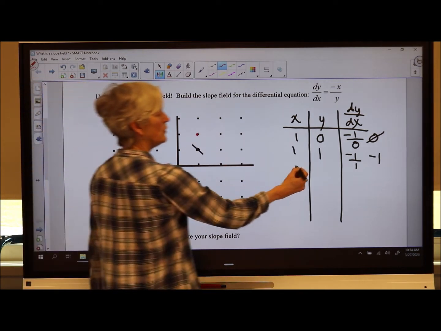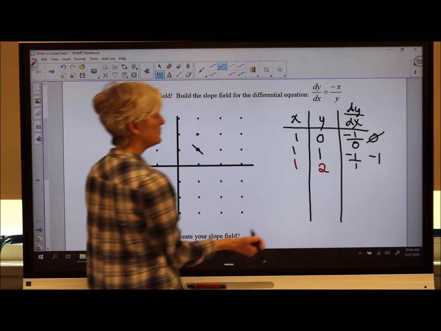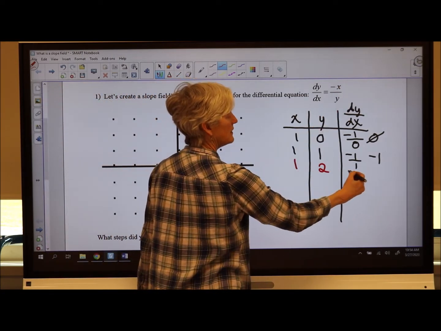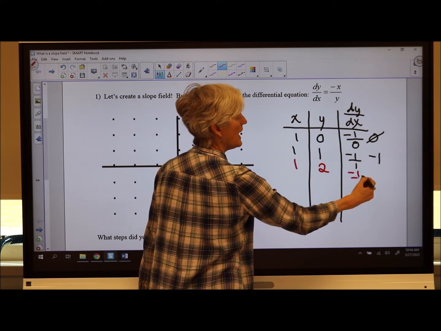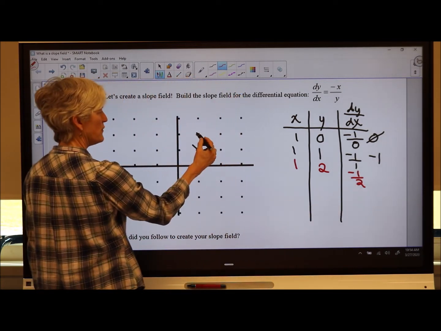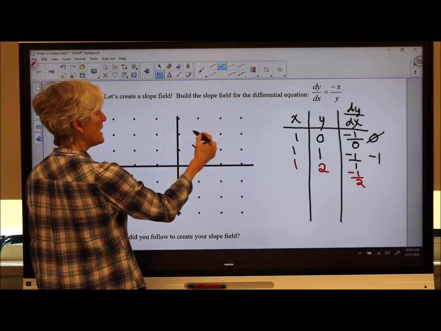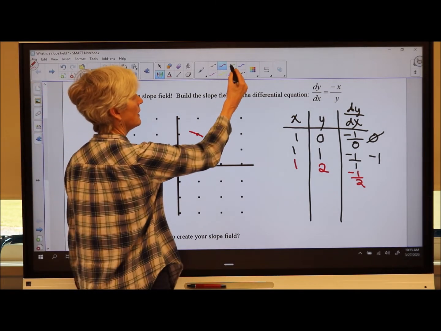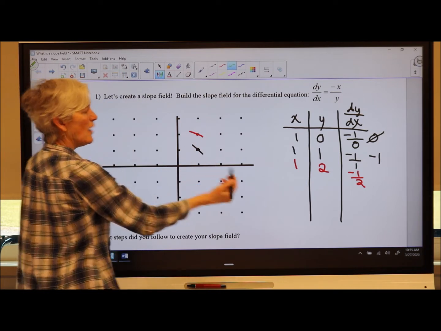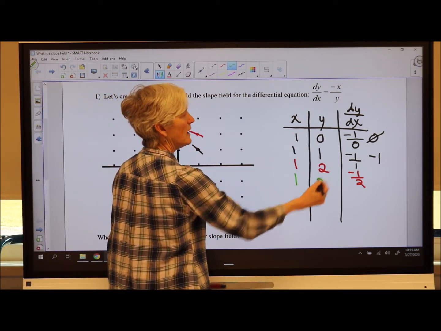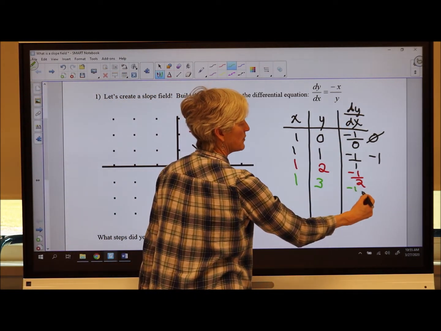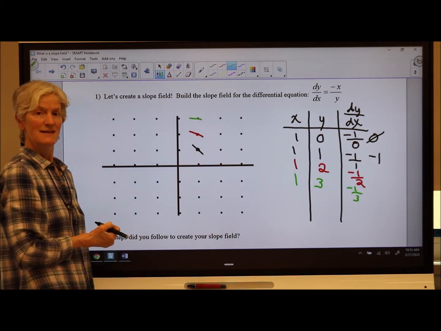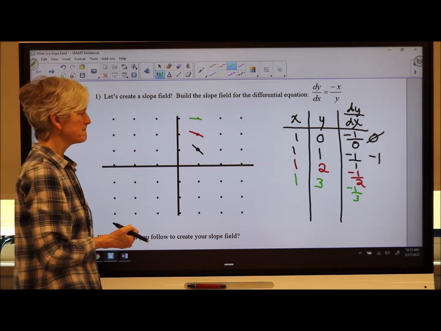Okay, let's pick this ordered pair right here. 1, 2. X is 1, y is 2. When I plug in a 1 for my x, negative 1, and a 2 for my y, I get a slope of negative 1/2. So again, you're kind of eyeballing it. There we go. Let's pick this point, ordered pair 1, 3. When x is 1 and y is 3, oh, okay, I'm getting less and less steep. You see how this is working?